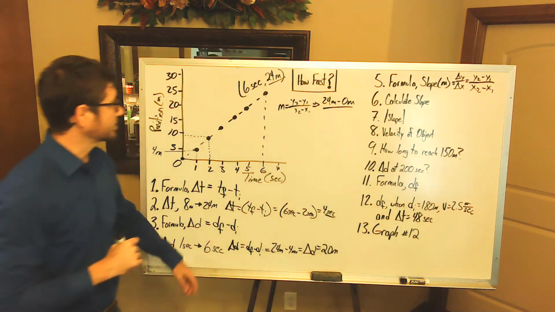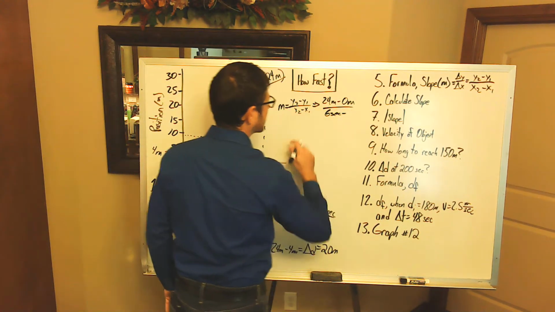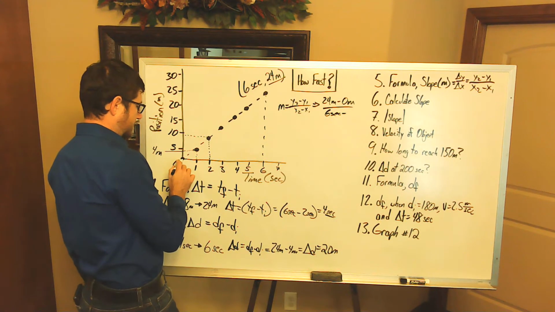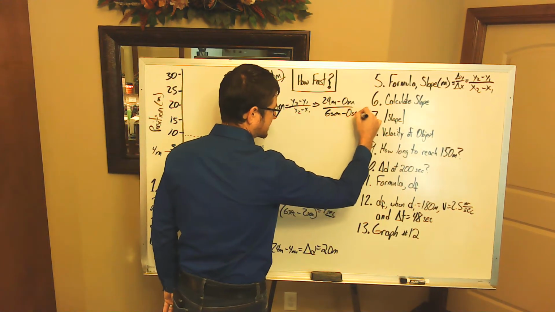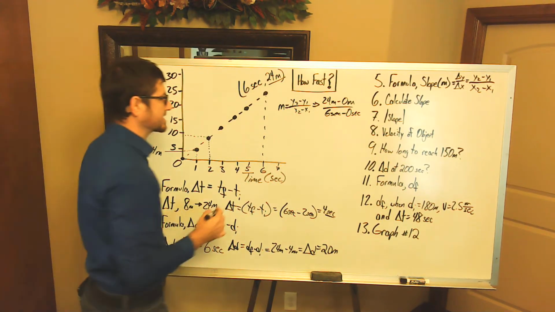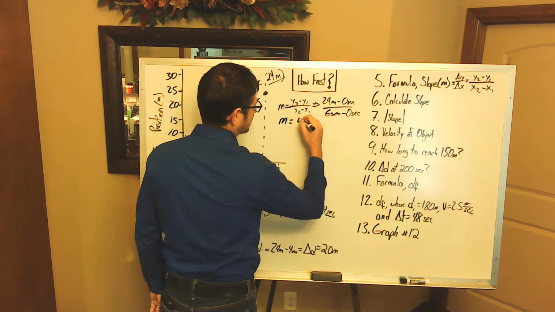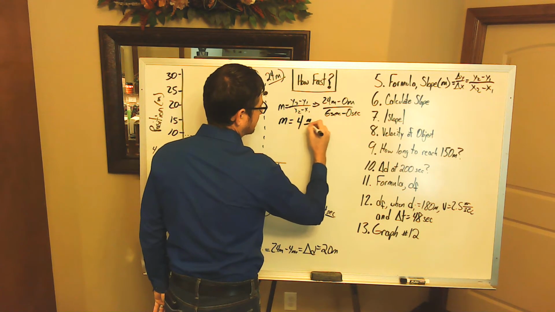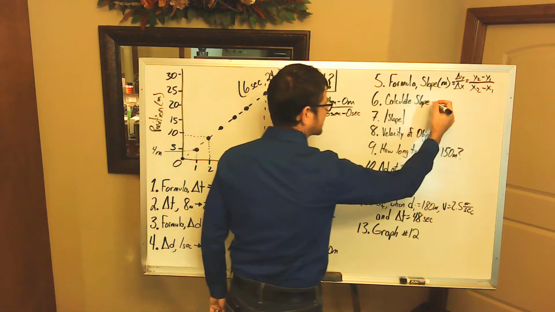In my denominator, x2, I have 6 seconds, minus x1. Right here, we're starting out at 0 seconds. So I have 24 meters divided by 6 seconds. So the slope is equal to 4 meters per second. Okay, so calculate the slope.